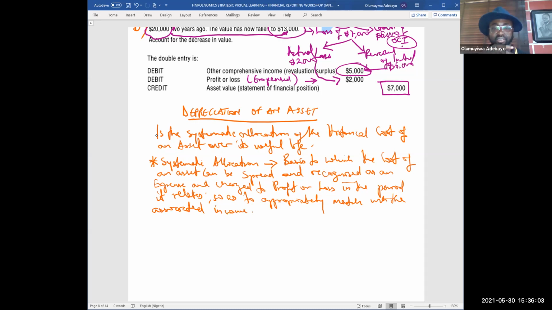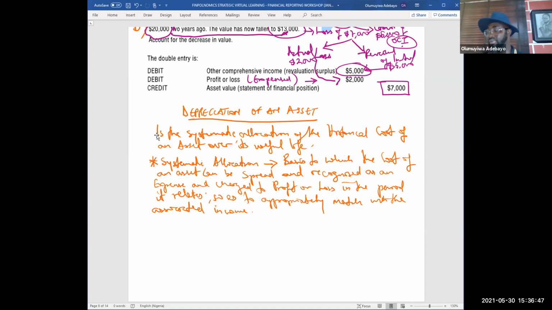What we are trying to say here is this: depreciation entails how we ensure that the cost of an asset is spread accordingly, in a manner that ensures the portion of the asset that is consumed is charged appropriately as an expense in order to match it with the income generated within that period, so as to ensure that we are reporting the appropriate net income in our books. And that is why depreciation entails a systematic allocation of the historical cost.